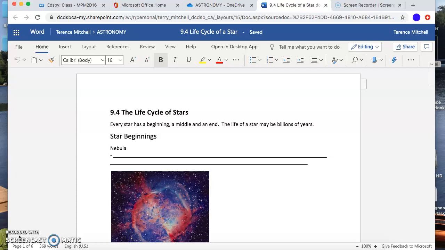So every star has a beginning, middle, and end. Basically what I'm saying is stars are born and stars eventually die off. And the life of a star can be billions of years, so this is not something that happens overnight. Our current star, the sun, has been around for, I think, something like 4.5 billion years, and we have well over 10 billion more years to go before our own star eventually dies off.